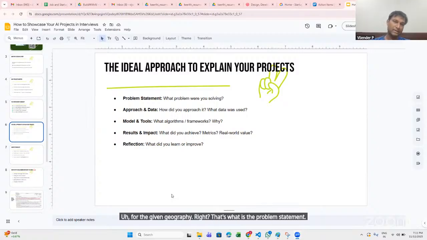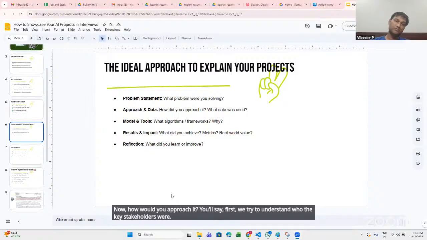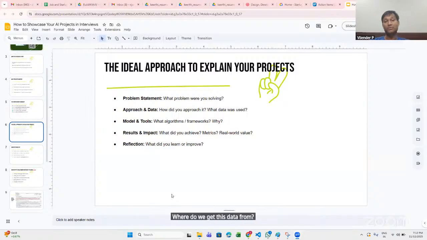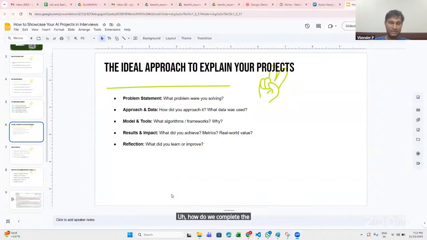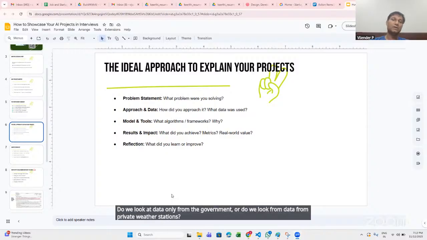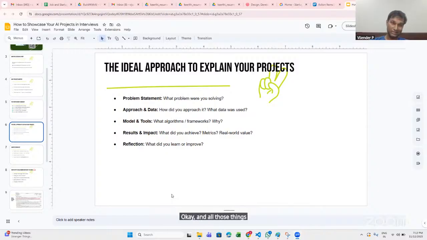The approach and data. Now, how did you approach it? You'll say first we try to understand who the key stakeholders were. Where do we get this data from? What is the quality of the data? Does it have any missing data? If there is missing data, what is the strategy for handling that? How do we complete the entire exploratory data analysis in terms of cleansing the data, in terms of finding the missing data and all that? Do we look at data only from the government or do we look at data from private weather stations? All those things, right? You need to look at that approach.